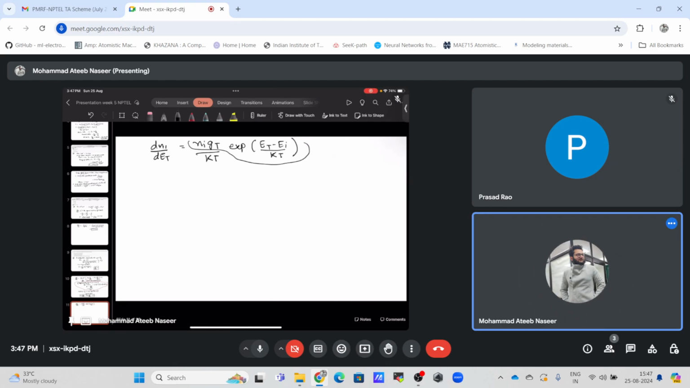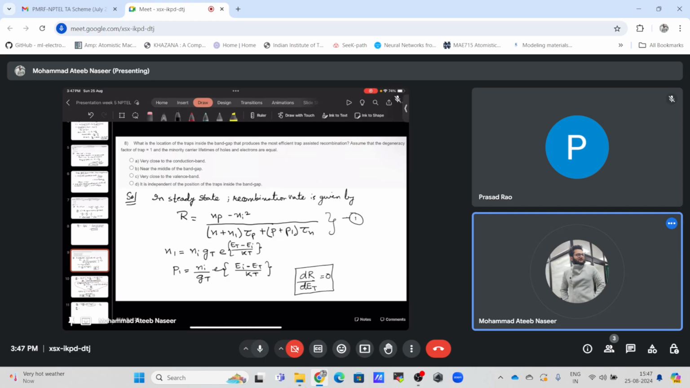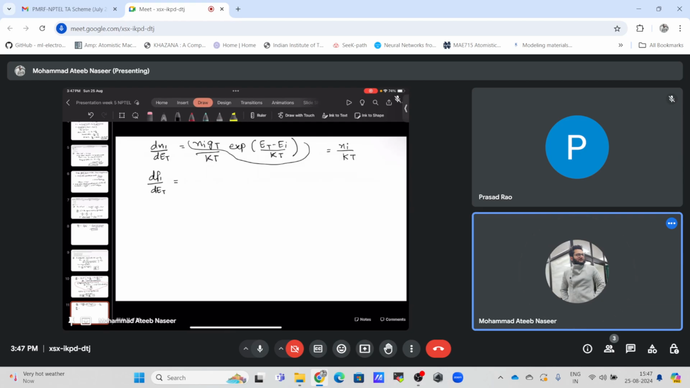This whole thing is simply Ni by Kt. So dN1 by dEt is Ni by Kt, and dP1 by dEt is simply Ni by Gt, Ei minus Et by Kt. So it is simply minus 1 by Kt, which came after the differentiation. And this thing is simply Ni by Gt exponential of Ei minus Et by Kt. This whole thing is equal to minus P1, not Ni, it is N1. So it is P1 by Kt.